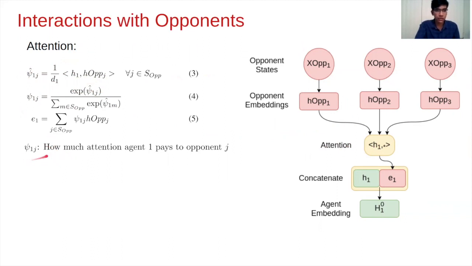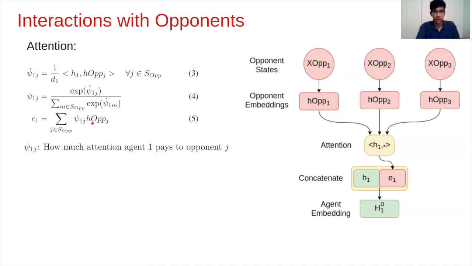So phi 1j says how much attention agent 1 pays to opponent j. So agent 1 has opponent, this opponent, this opponent, and this opponent. It will pay different amounts of attention to each one, and how I'm computing this attention is basically by taking a dot product between these vectors pairwise.